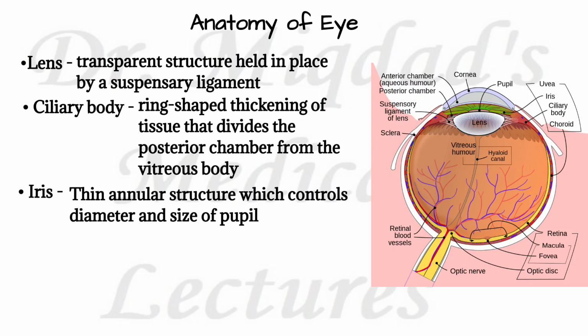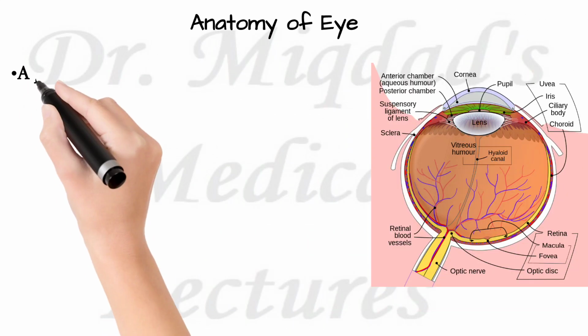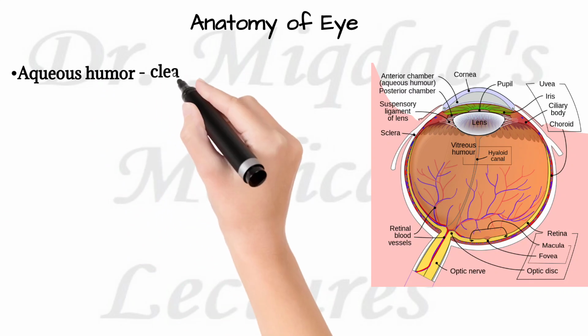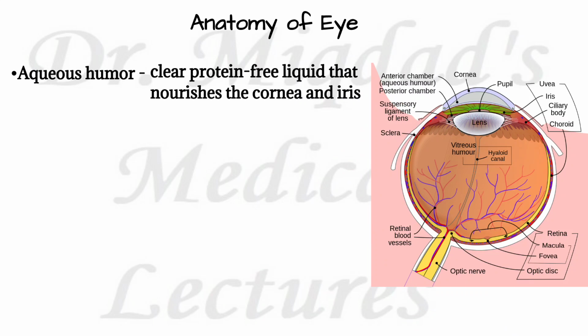There is a condition called heterochromia iridium, where the person has both eyes of different colors. The iris, ciliary body and choroid are collectively called the uvea. Then aqueous humor is a clear protein-free liquid that nourishes the cornea and iris. It is produced in the ciliary body by diffusion and active transport from plasma. It flows through the pupil and fills the anterior chamber of the eye. It is normally reabsorbed through the network of trabeculae into the canal of Schlemm. This canal of Schlemm is a venous channel at the junction between the iris and the cornea. Obstruction of this outlet leads to increased intraocular pressure, a critical risk factor for glaucoma.